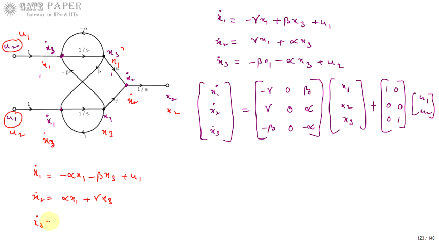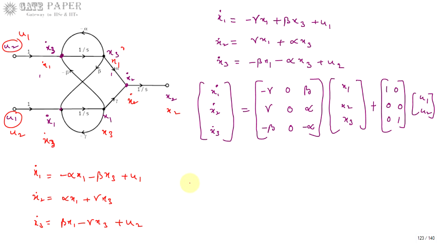Next you can write it as x3 dot is equal to, x3 dot is this one. So consider the incoming arrows. Incoming arrows from the x1 we will start from. So this is beta x1, next minus gamma x3 plus u2.